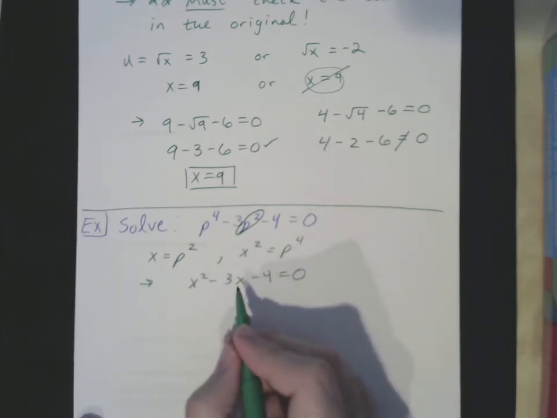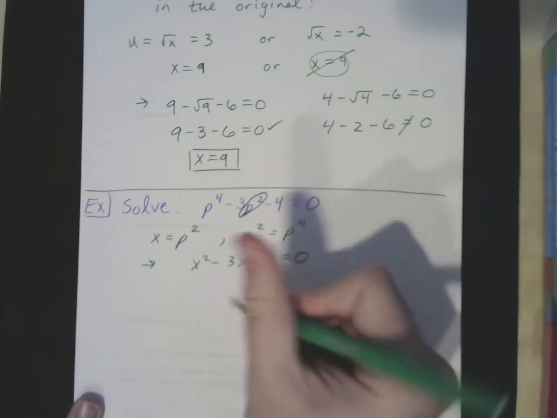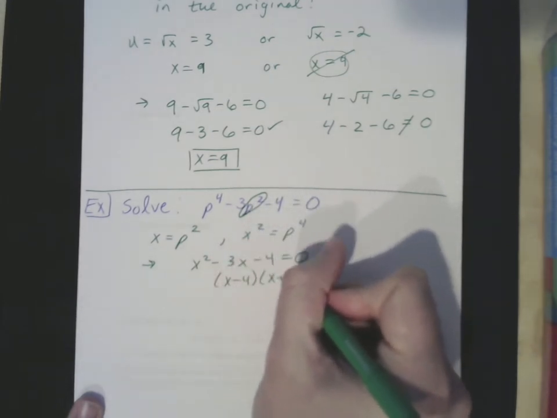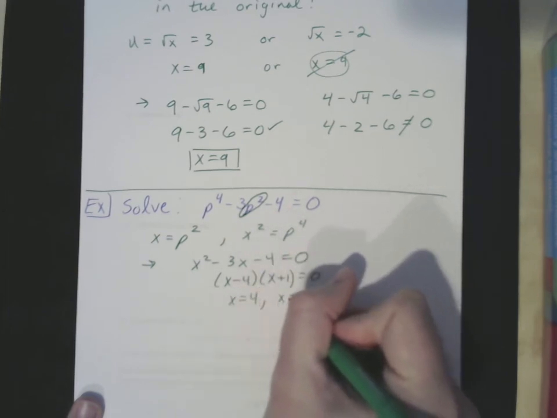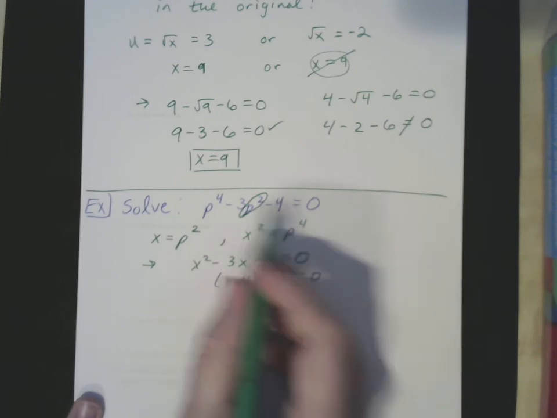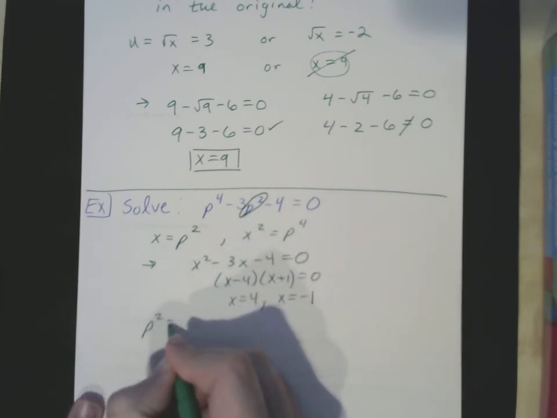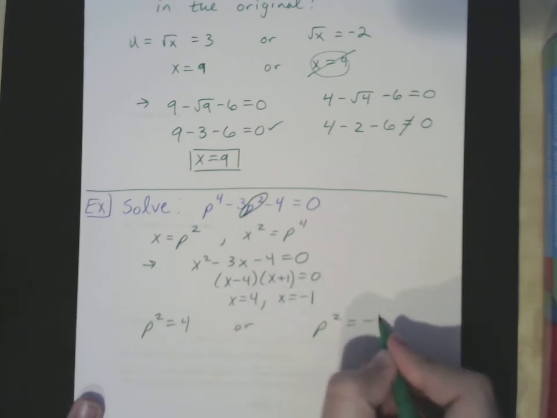So now we're going to solve this. Again, we look to factor. This one does factor to x minus 4 times x plus 1. So that means x equals 4 or x equals negative 1. We have to check in the original. So that means that p squared equals 4 or p squared equals negative 1.